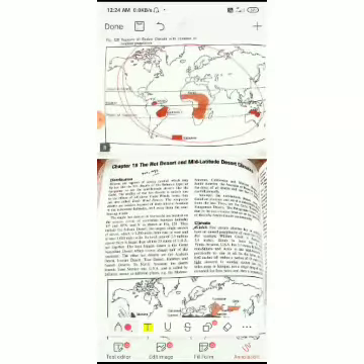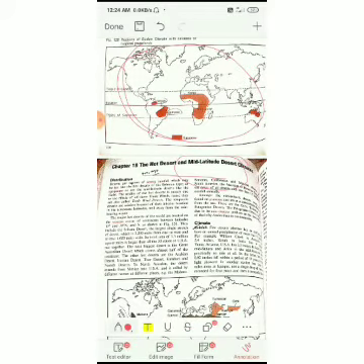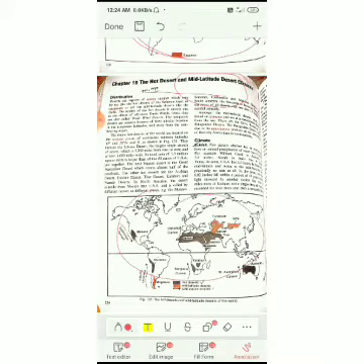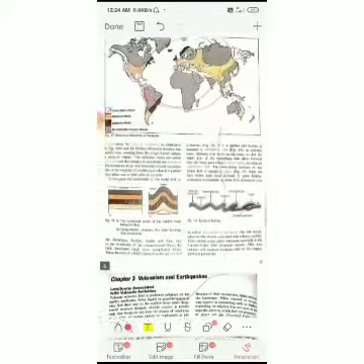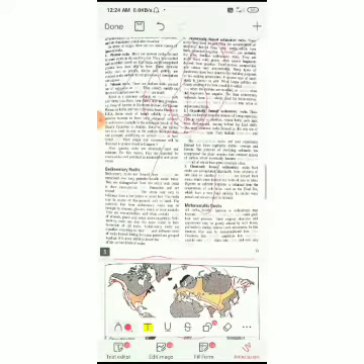Also, this is mid latitude desert climates. You can see the world distribution. I've taken this only to show you the quality of this book, and the infographics are very good.